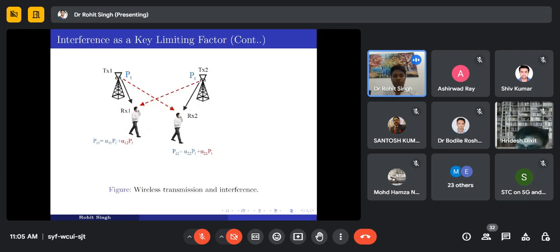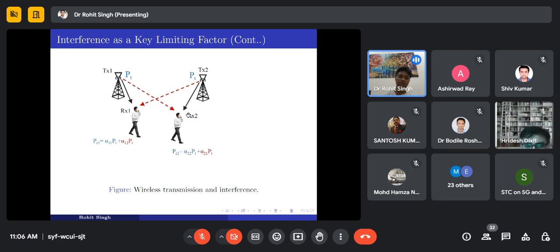Another impairment, or another big task to handle in communication, is interference. Because as shown in this figure, not only one user is being served at a time. In this figure, 2 users are being served by 2 different base stations. One base station, TX1, is intended to serve user 1, which is shown by the black arrow here. Another base station at the same time is trying to serve another user, that is receiver 2, which is being transmitted to by base station 2.